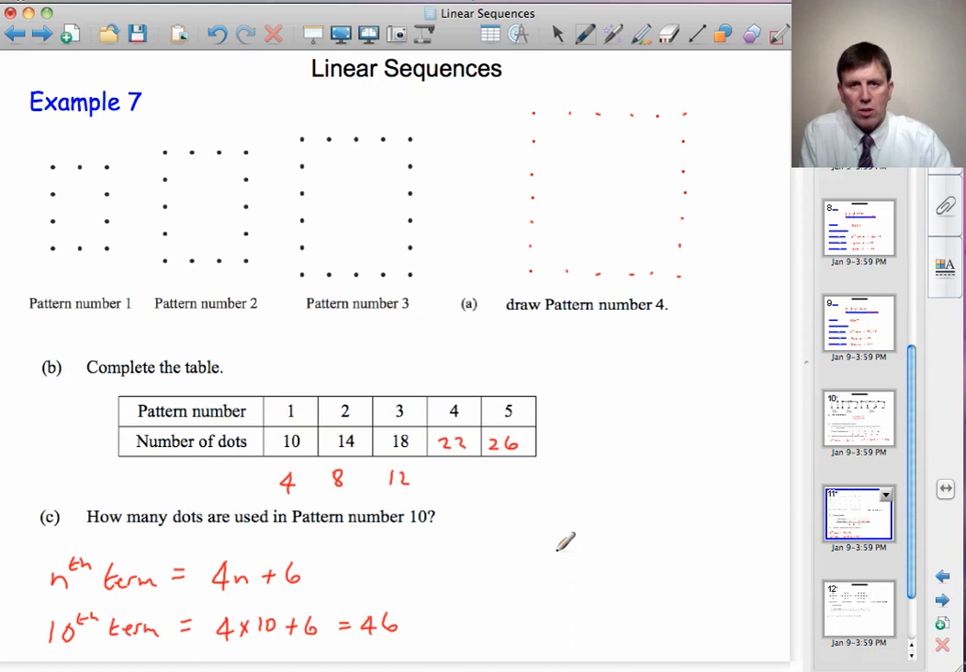What we could have done as an alternative, because 10 isn't too far past 5, I could have just written down 6, 7, 8, 9, 10 and worked them out. 26 add 4 is 30, 30 add 4 is 34, 34 add 4 is 38, 38 add 4 is 42, and 42 add 4 is 46. And we get the same answer. So if the term you're asked to find is not too far past where you're working, it may be quicker just to keep adding on until you get where you need to be.